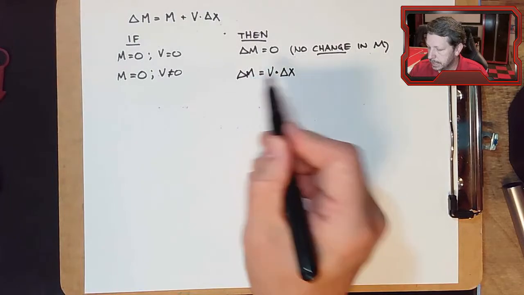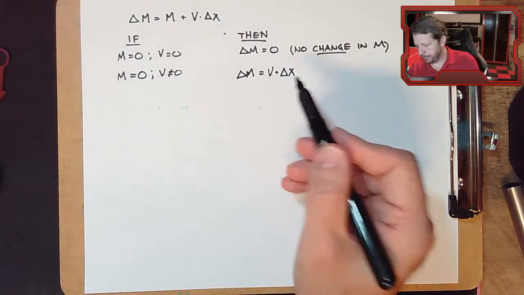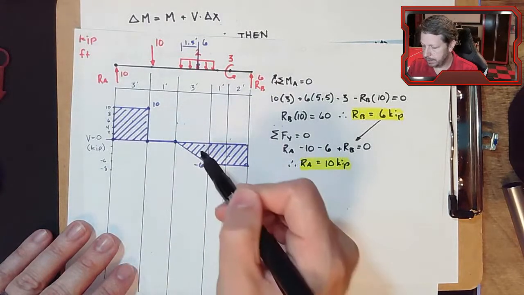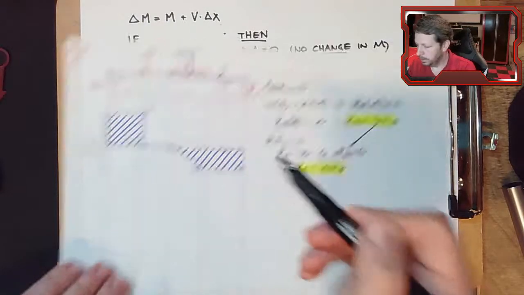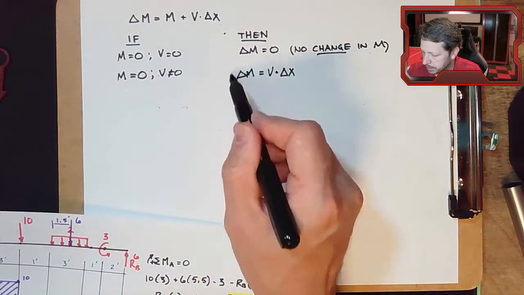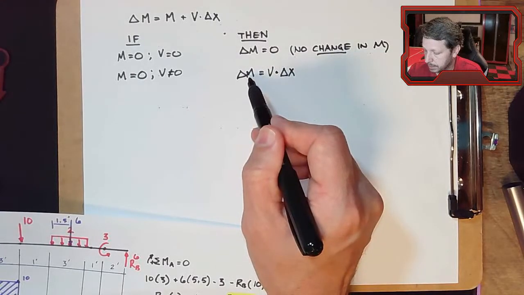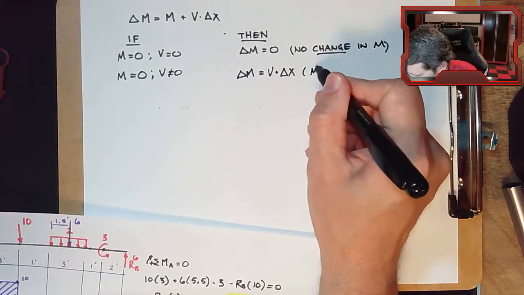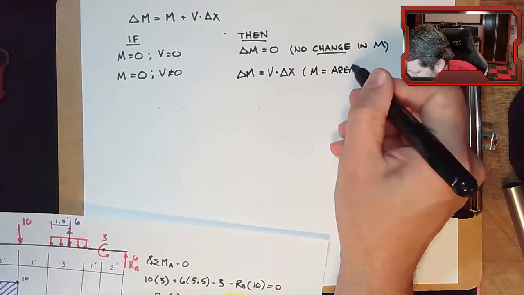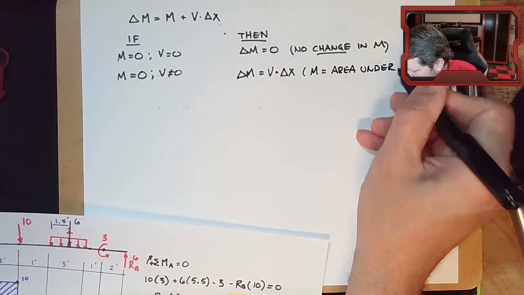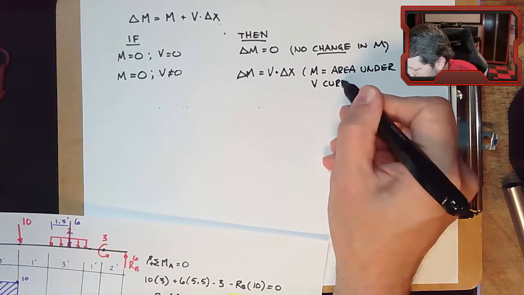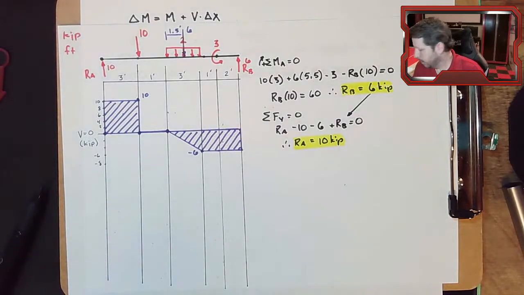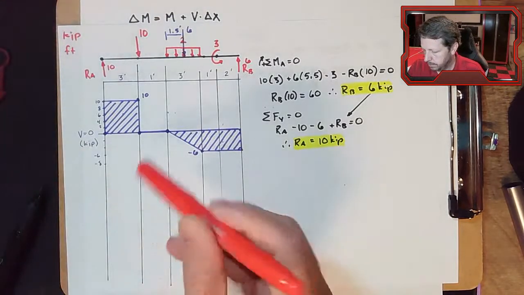So the change in moment is equal to V times delta X. V is the height, V times delta X, that's the area of all of these shapes. So this is the area. In fact, you could integrate both sides. You could integrate here, and you'd have the bending moment equals the area under the shear curve. So M equals area under the V shear curve.